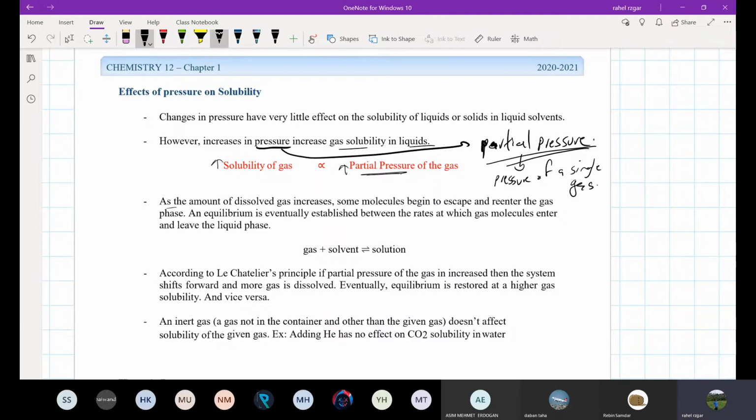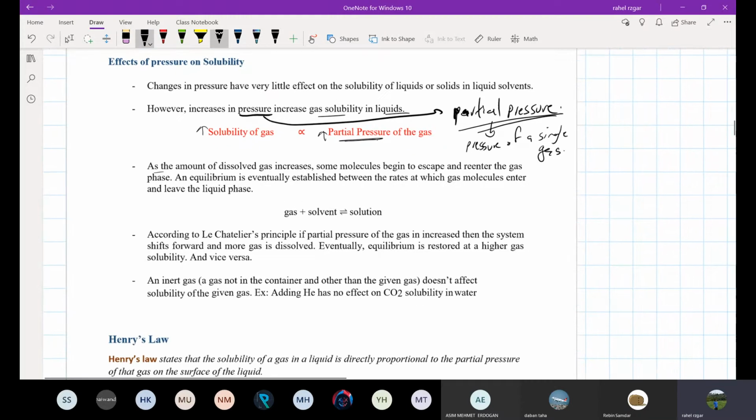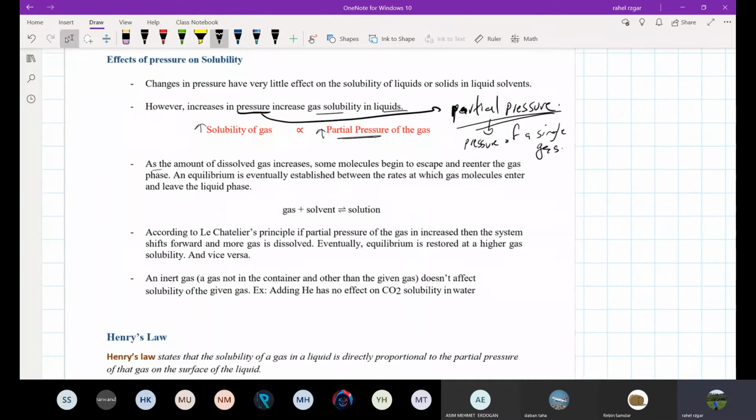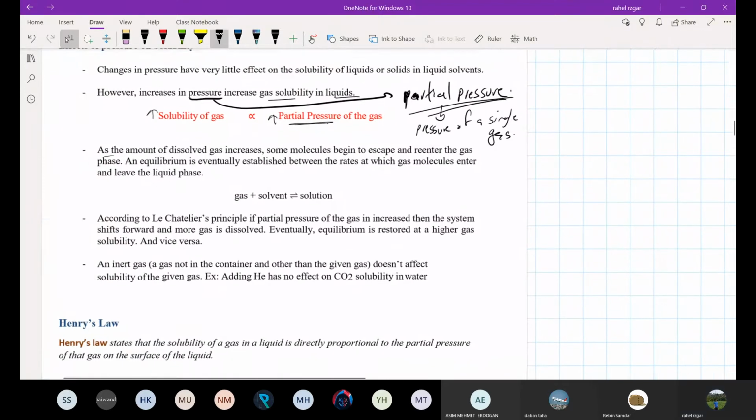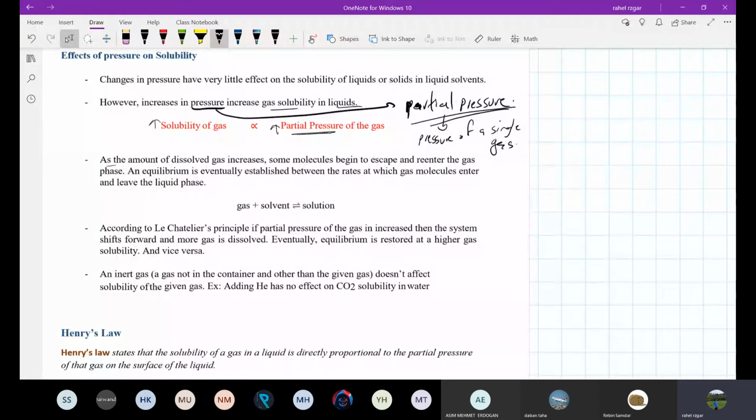So if you look at the next point, as the amount of dissolved gas increases, some molecules begin to escape and re-enter the gas phase. So when we put gas into a solvent, it is a little bit like a solid, where some molecules first try to become solid again, but then they dissolve. But the gas is a little bit different. When we start putting gas into a liquid, most of the gas will enter the liquid, but gradually some of it will come out as well.